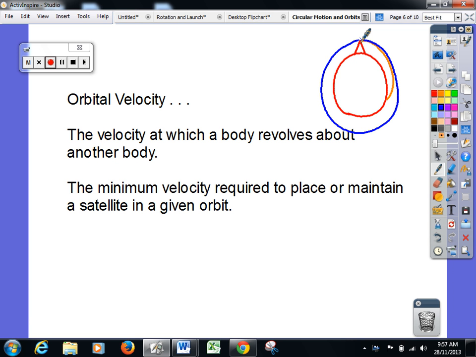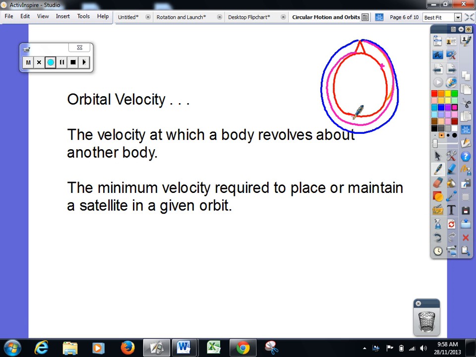Anything less than this value, what will happen to the ball? Right, if we leave the mountain in the way, it will hit the back of the mountain at some point, or it will hit the surface of the Earth. If it hits the back of the mountain, it might crash over here. If it doesn't hit the mountain at all, it crashes somewhere else. But that's the minimum value for which orbit is maintained.